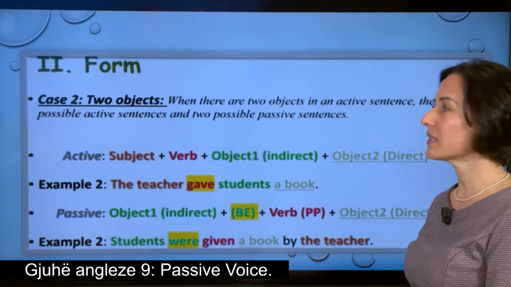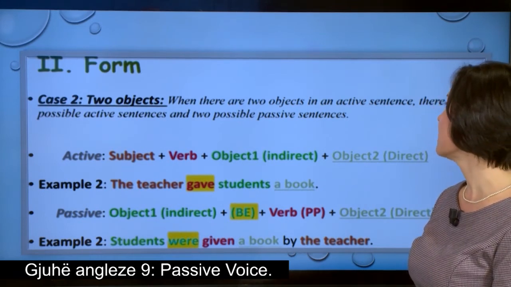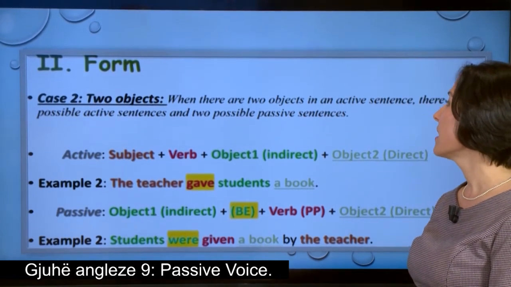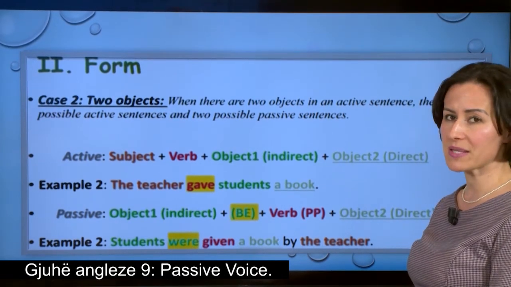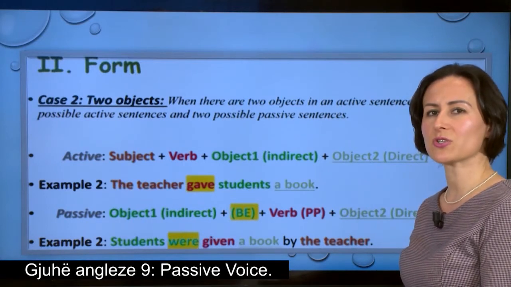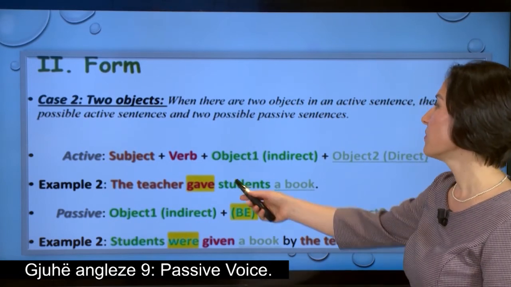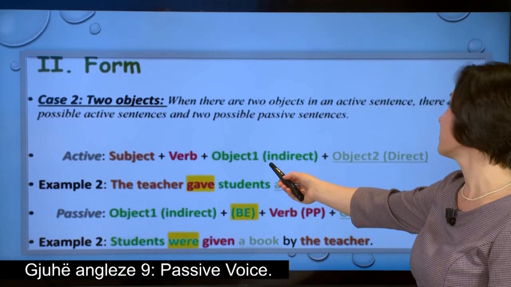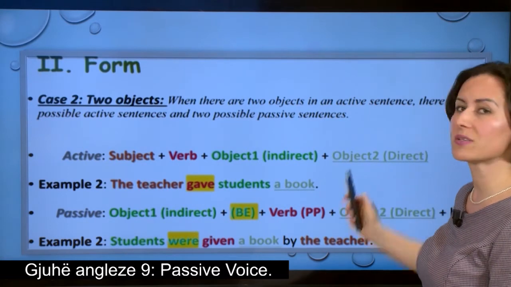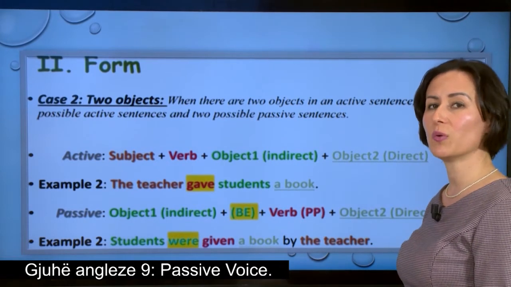There we have another case of using two objects. When there are two objects in an active sentence, there are two possible active sentences and two possible passive sentences. In this second case, the structure of this sentence should be as follows: subject plus verb plus the first object, which is the indirect one, plus the second object, which is the direct one. For example, the teacher gave students a book.